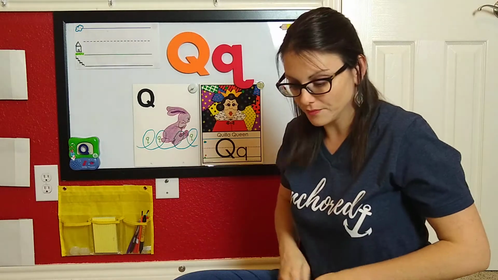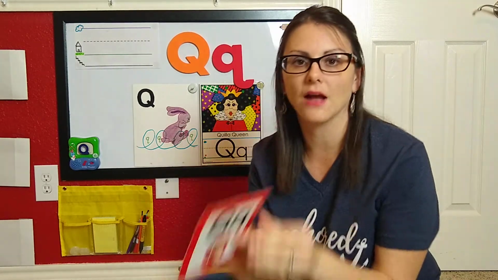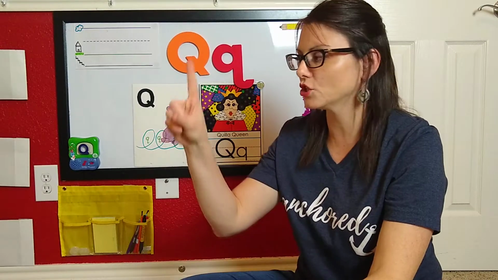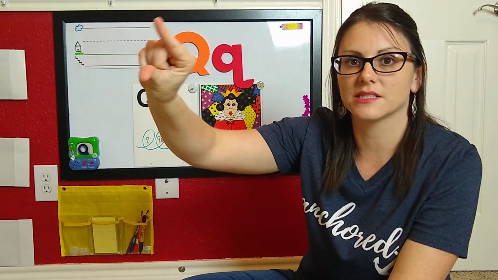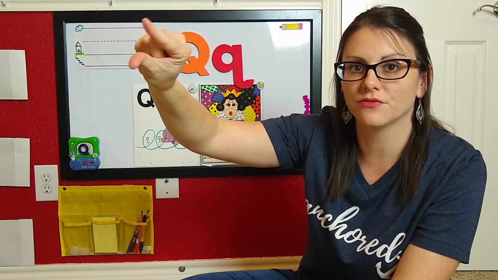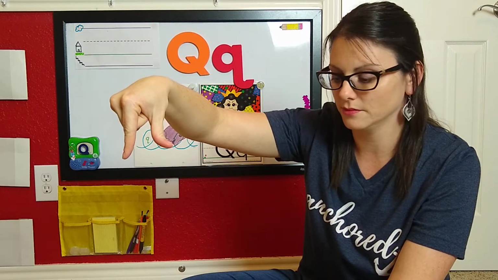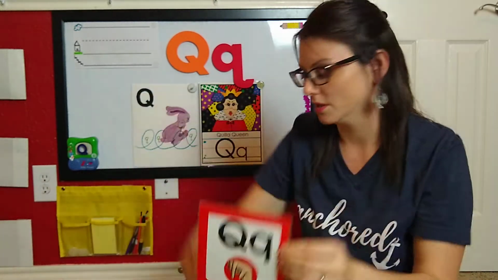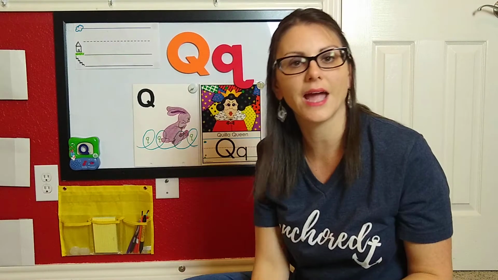And remember, Q says qu, qu, qu, qu. All right. I also have our sign language card for Q. So you're going to show me one, and then you're going to stick your thumb and that pointer finger out, and you're just going to point it down. Q. All right.